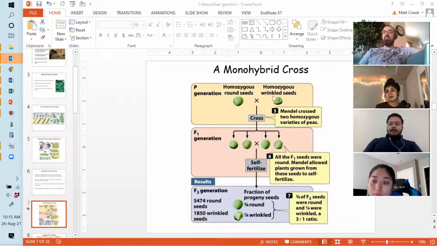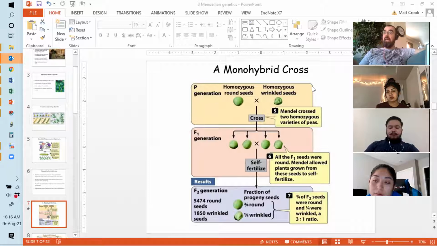So these 3 generations are what we talked about at the bottom of the PowerPoint. The P generation is always 2 true breeding individuals, right? And you don't necessarily know yet which one is homozygous dominant and which one is homozygous recessive.